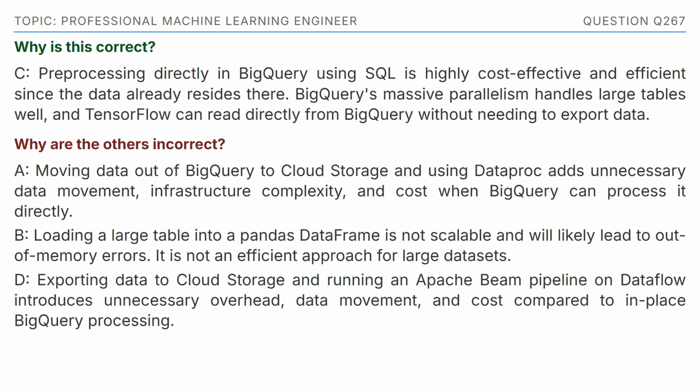Why are the others incorrect? A. Moving data out of BigQuery to cloud storage and using Dataproc adds unnecessary data movement, infrastructure complexity, and cost when BigQuery can process it directly. B. Loading a large table into a Pandas data frame is not scalable and will likely lead to out-of-memory errors. It is not an efficient approach for large datasets. D. Exporting data to cloud storage and running an Apache Beam pipeline on Dataflow introduces unnecessary overhead, data movement, and cost compared to in-place BigQuery processing.